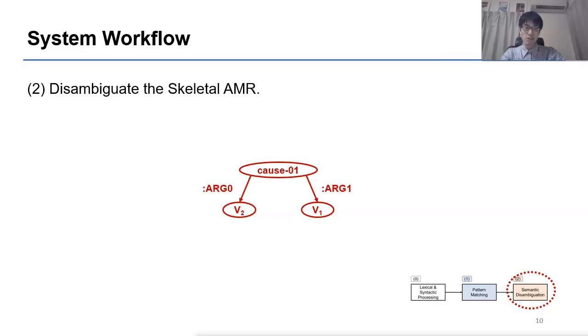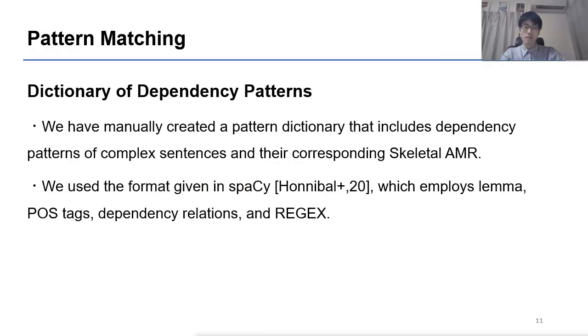In the semantic disambiguation step, we resolve the ambiguity of roles in the skeletal AMR to obtain the final output, which is restored to its original structure. We have manually created a pattern dictionary that includes dependency patterns of complex sentences and their corresponding skeletal AMR. We use the format given in spaCy, which employs lemma, part-of-speech tags, dependency relations, and regex.